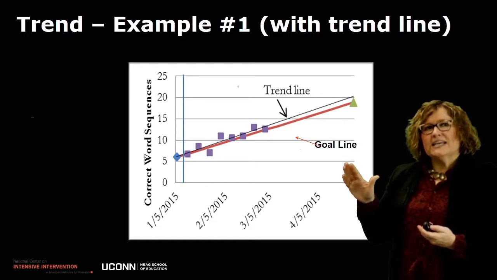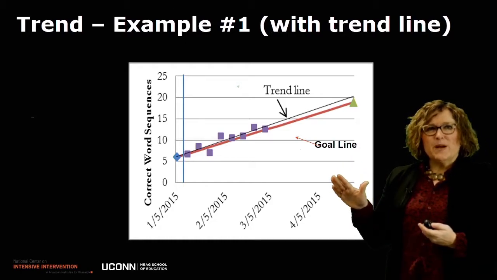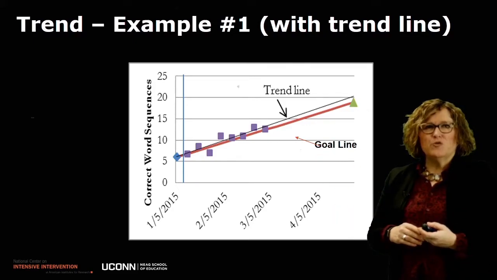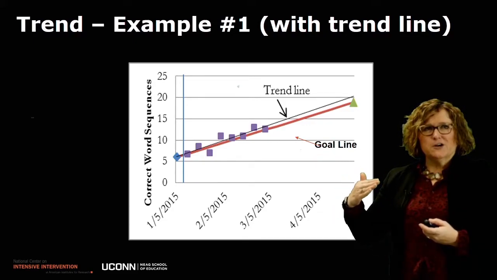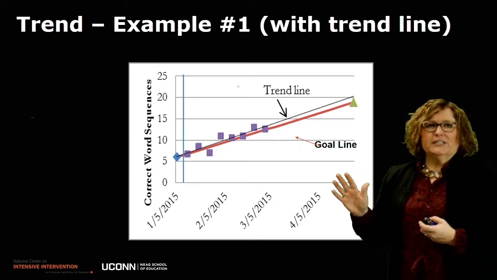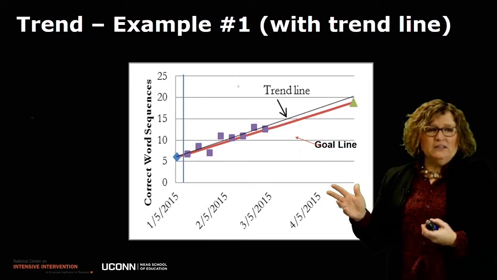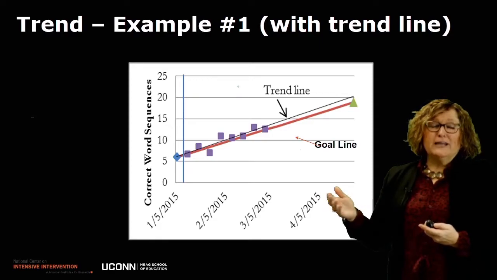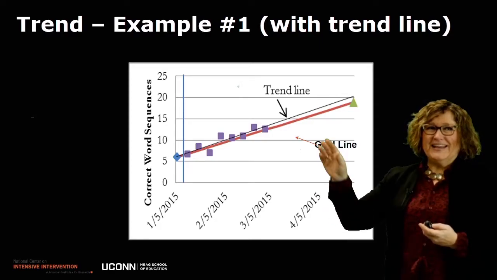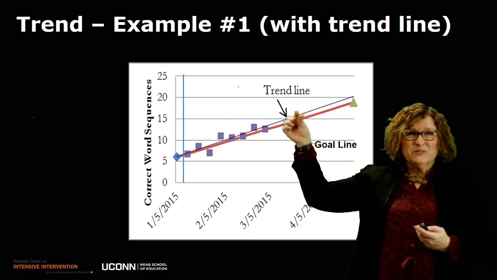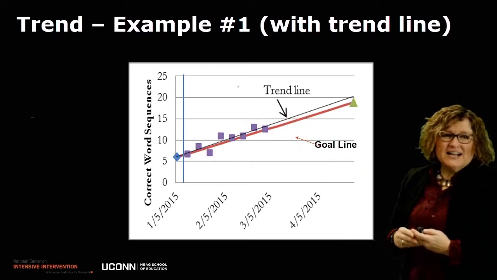So here's our example one again. Remember how we visually examined and we had these data points. They were at or near the goal line. In this example, we actually mapped in a trend line. So in this example, the trend is slightly above the goal line, but it's pretty close, right? So here's trend, here's goal, like the space between those is pretty close.